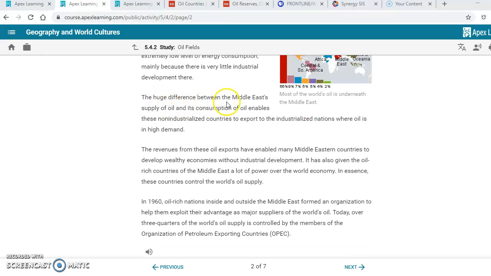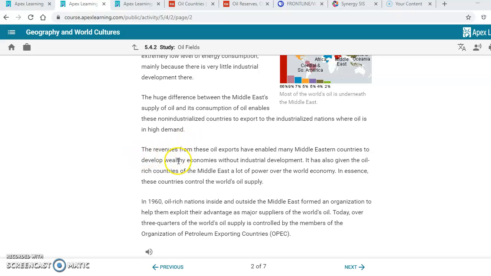The huge difference between the Middle East supply of oil and its consumption of oil enables these non-industrialized countries to export to the industrialized nations where oil is in high demand. So they don't even have an economy that's as developed as the United States or other European economies, even Asian economies. They're just making sure that they can stay afloat by selling what every nation in the world needs, which is oil. Next paragraph.